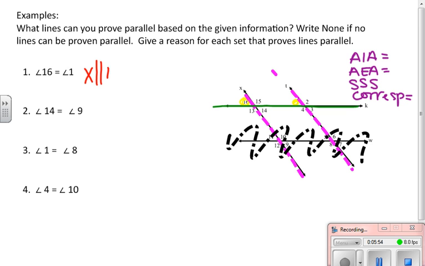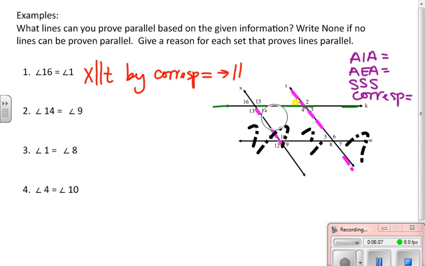X is parallel to T by corresponding angles being equal implies parallel lines. That's the reason. And then we erase all of our scribbles and we look at the next set and we look at the relationship each time as we go. So now we're looking at 14 and 9. So here's 14, here's 9.